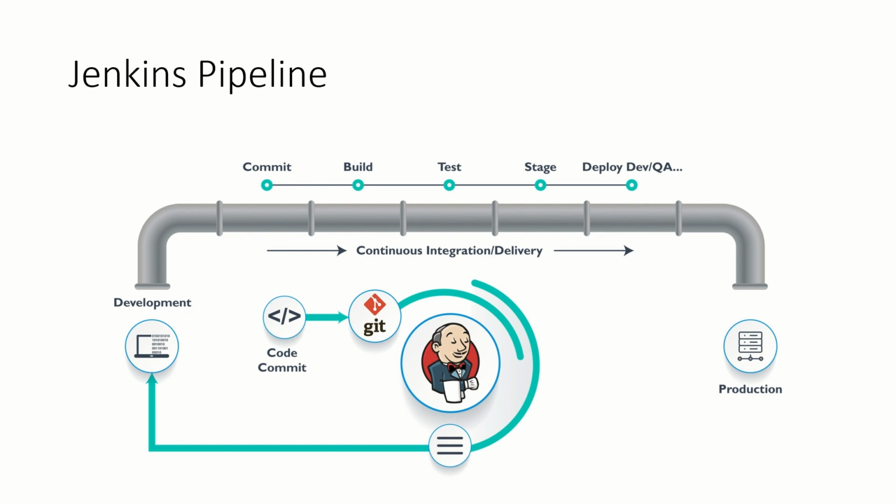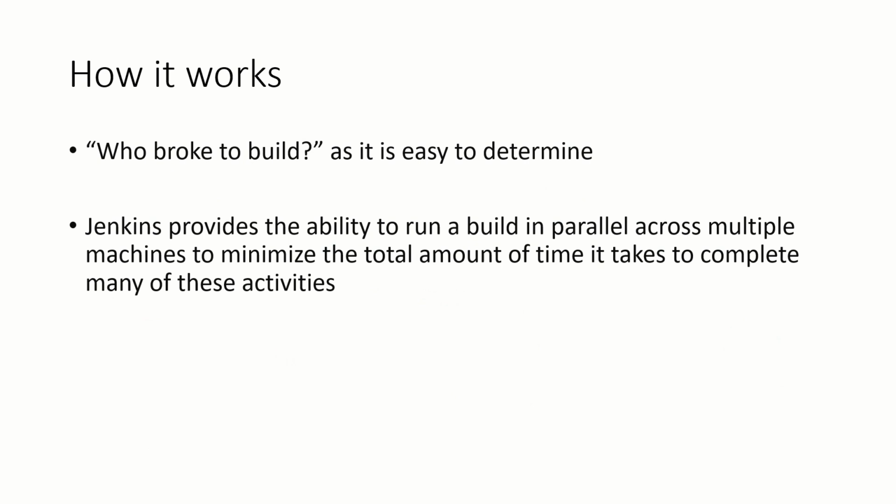Let's say some build has failed, then it will immediately notify the developers, and the developers can look into that and then again commit the changes to the Git. So again the build will start. So this is how the Jenkins pipeline looks. Let me go to the next slide. So this is how Jenkins is working.